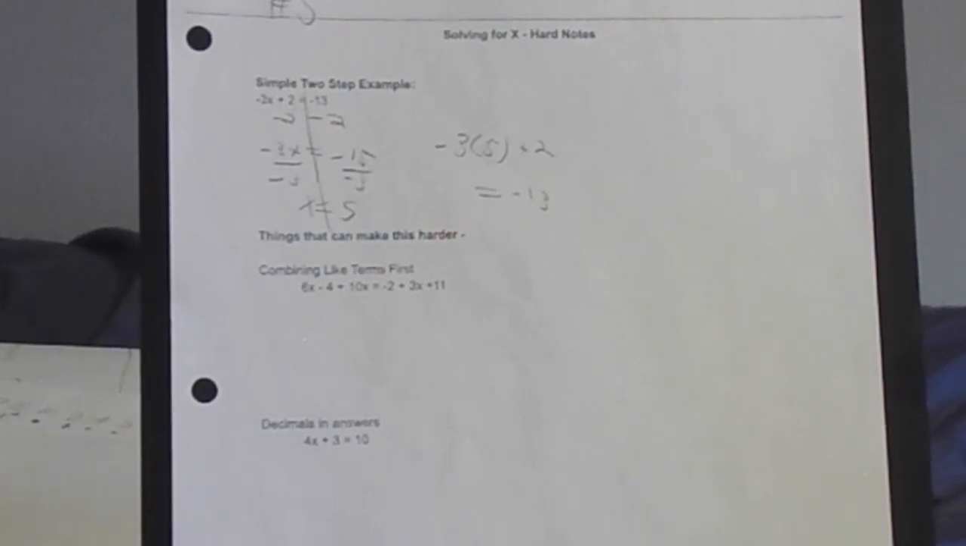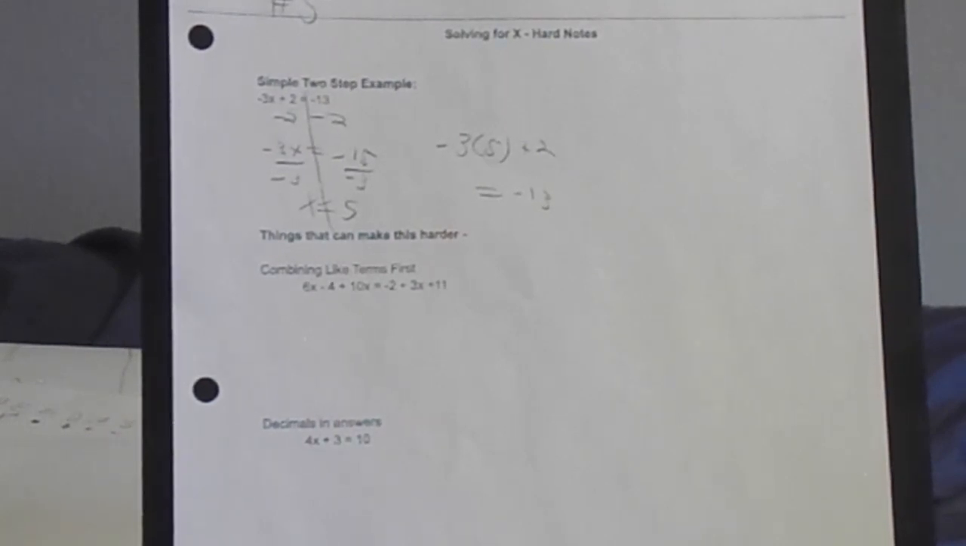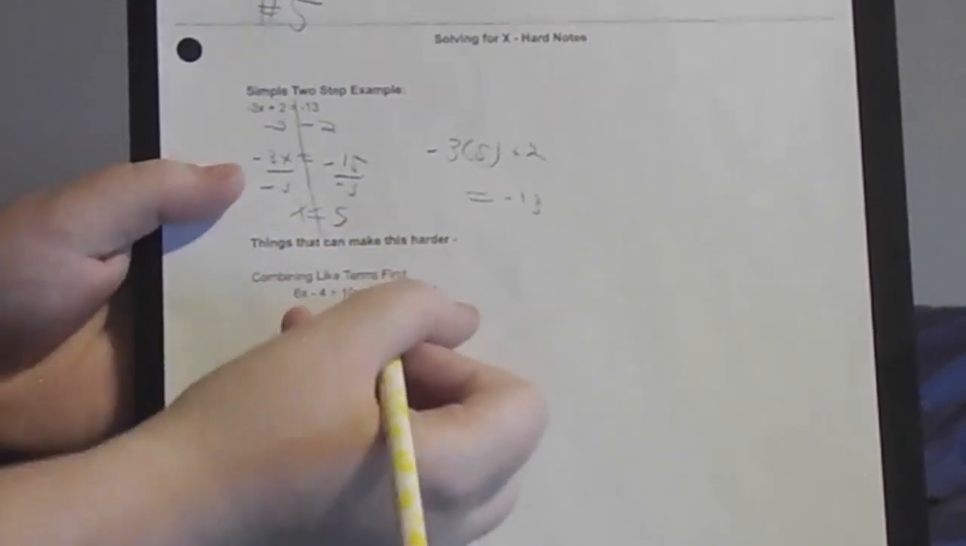Now there's a lot of things that can make this harder. For example, sometimes you have to combine like terms. You should always combine like terms first before you try to solve for x.